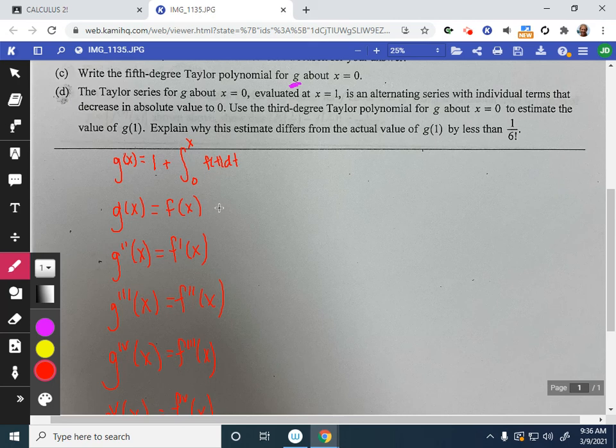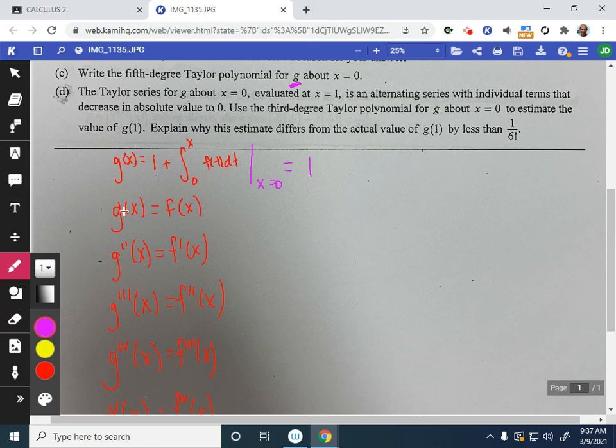Good question. Let's see. So I guess I'm going to start here. Let's evaluate this at x equals 0 and get a numeric value. So what is g of 0? Well, it's 1 plus the integral from 0 to 0, so that's going to be 0, so this is going to equal 1.